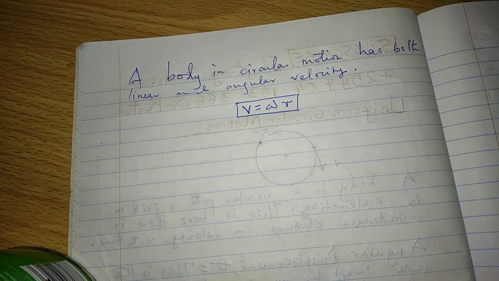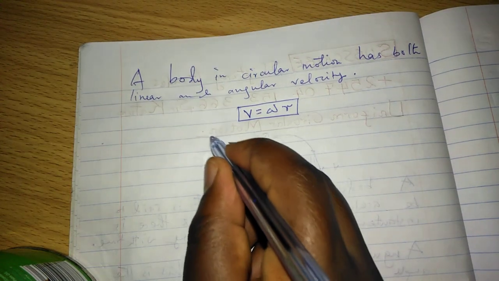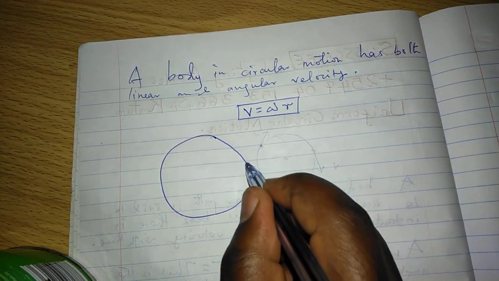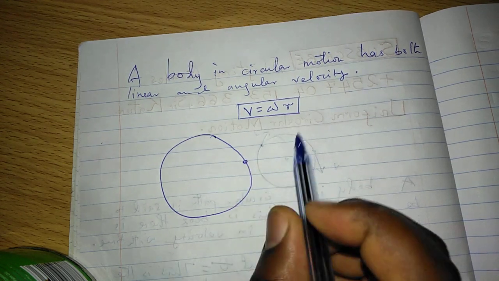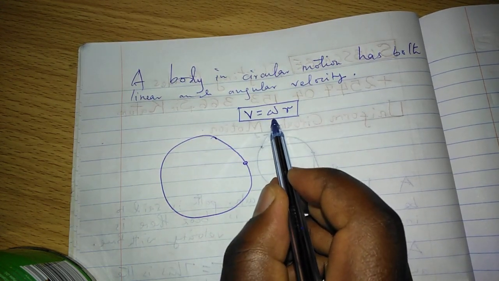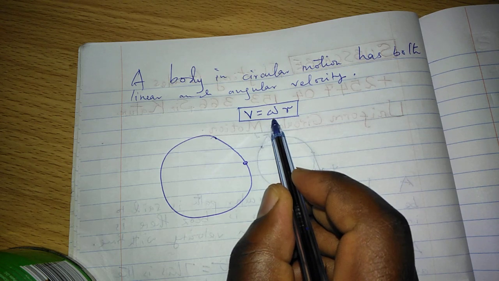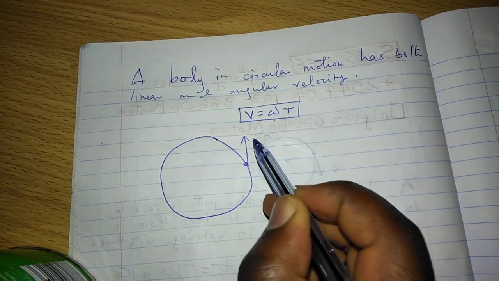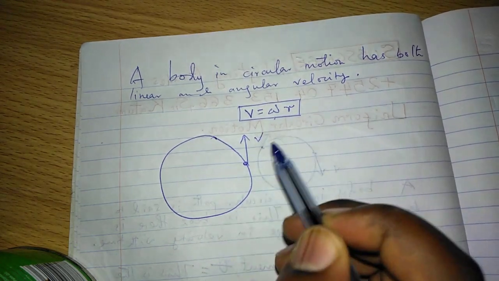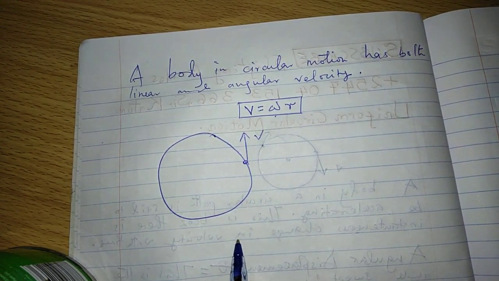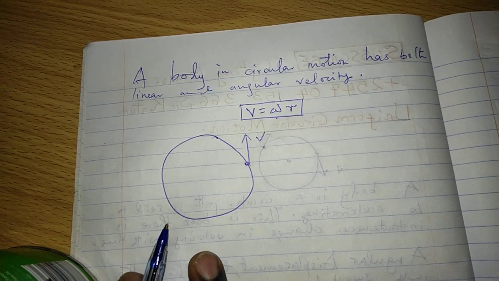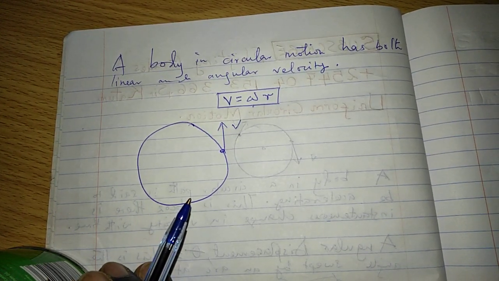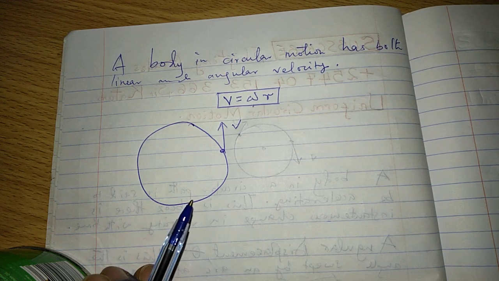It is important we mention that if the body which is tracing a circular path is released at any instance, it was having angular velocity, but when released, it follows a straight path using a certain linear velocity. Therefore, that is why we say that a body in circular motion has both linear and angular velocities.